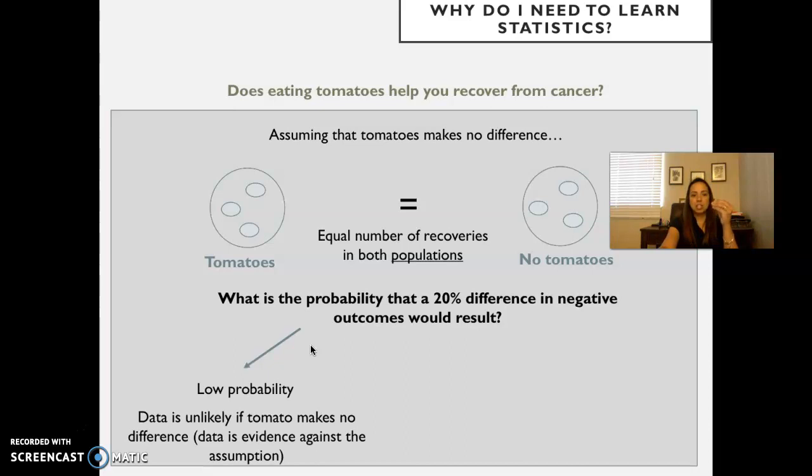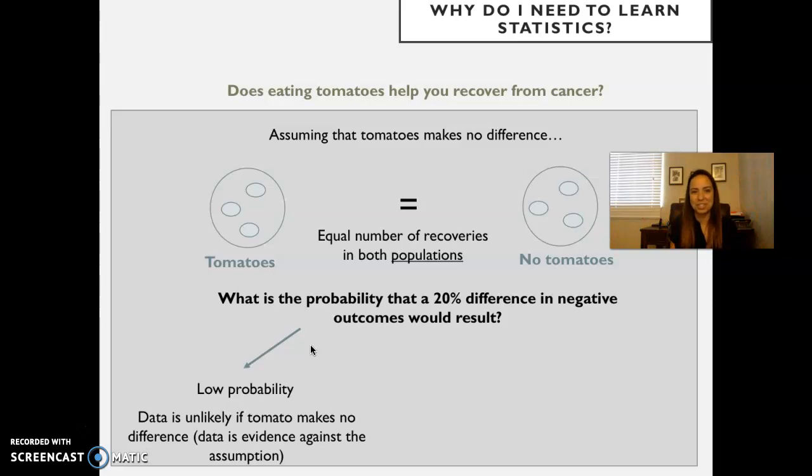If the probability is low, and you remember that in stats there is that magic number, the probability equal to 0.05. If it's smaller than that 0.05, we say that it's low. If the probability is very low that we see a difference of 20% if tomatoes make no difference, and we're seeing 20%, right? Then the data is unlikely if tomato makes no difference. So the data is evidence against the assumption that tomato makes no difference, right?